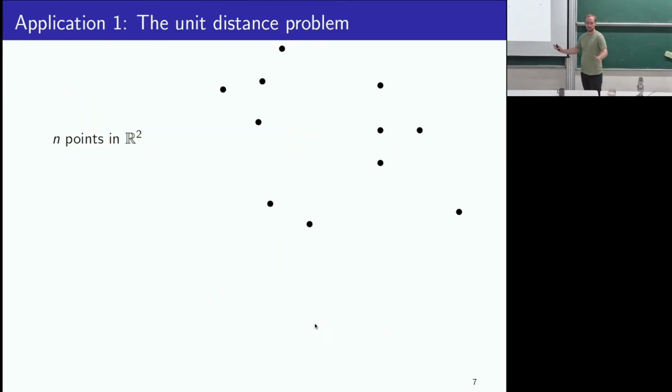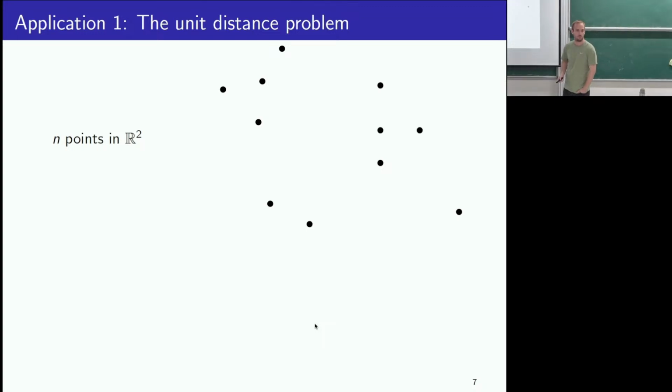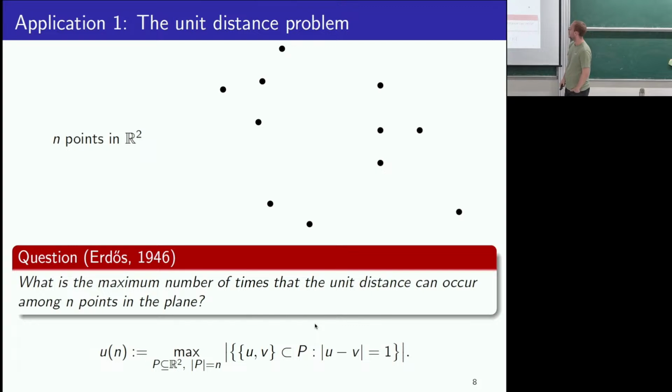Okay, so this is about the hypergraph stuff. I have promised you questions from combinatorial geometry, and maybe you're more familiar with that, or not. Here's a question I like a lot, which is quite famous. It's the so-called unit distance problem. We have n points in the plane, and during my talk from now on, whenever you see the letter n, it's going to refer to the n points in the plane. Erdős asked a long time ago, what's the maximum number of times that the unit distance can occur among n points in the plane?